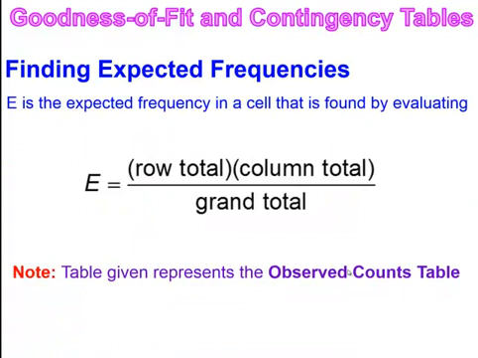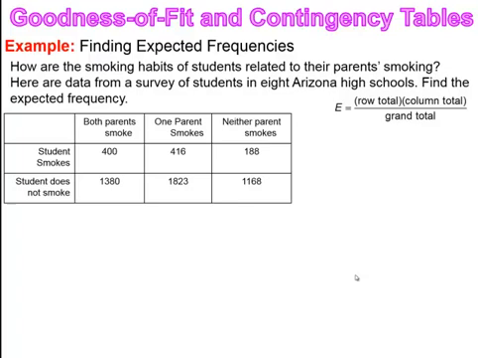So finding the expected frequency. When you're finding the expected frequency in a cell, you have to take the row total times the column total and divide it by the grand total. So the table given represents the observed count table, and we're going to need to create an expected count table. So we're going to do an example of how to find the expected frequency for a contingency table.